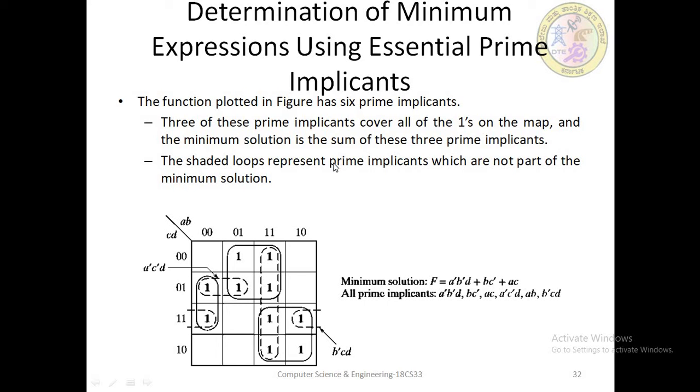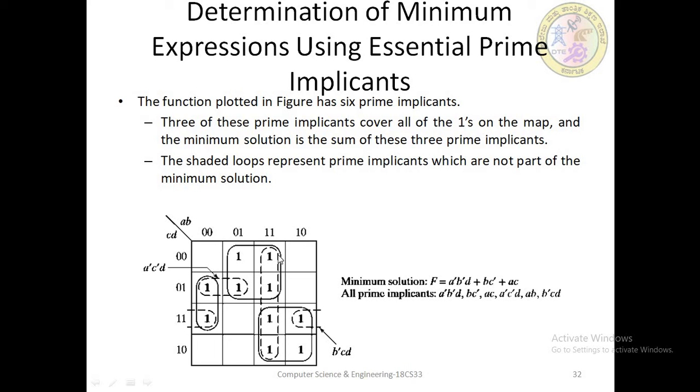The shaded loops represent the prime implicants which are not a part of the minimum solution. Yes, this one can be eliminated. Here you can see this one can be eliminated. Even this can be grouped in different ways. This can be grouped as a 4, this can be grouped as a 4, this can be grouped as a 4. And here you can see how the prime implicant can be formed.